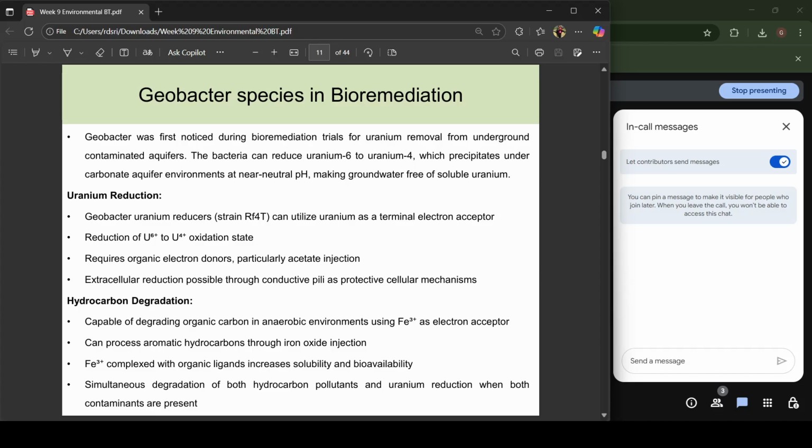Coming to the next part, we will also look at Geobacter species. Geobacter is one of the widely studied bioremediating microorganisms, and it was first noticed during bioremediation trials for uranium removal from underground contaminated aquifers. Geobacter is capable of reducing uranium 6 to uranium 4, and because of this reduction, it can precipitate under carbonate aquifers, basically due to a pH shift due to the carbonate present at near neutral pH, making the groundwater free of soluble uranium.